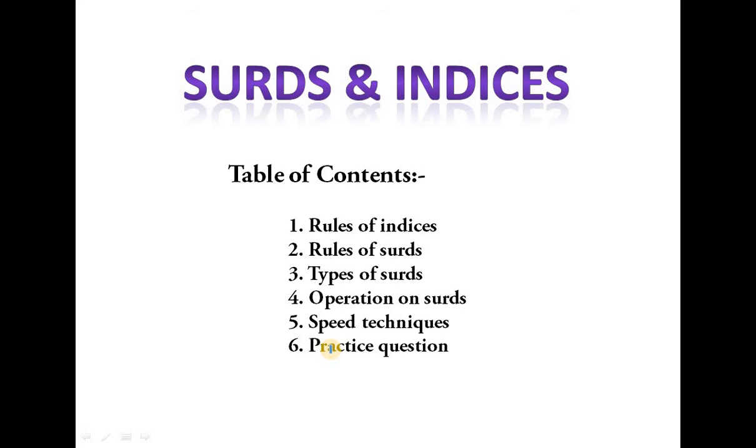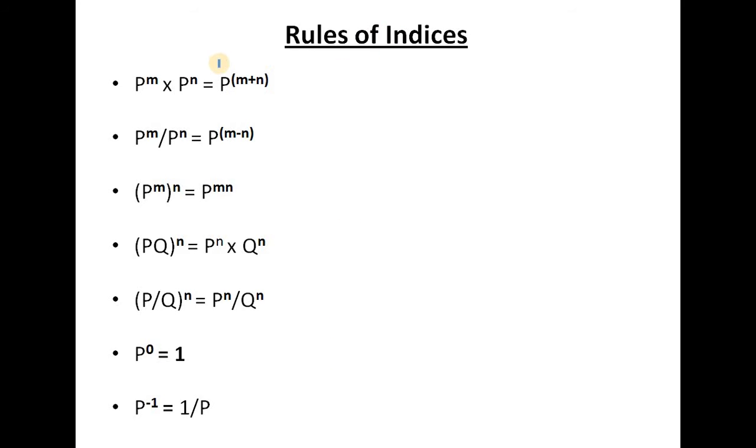So let's get started. Rules of indices. p to the power m into p to the power n, this is nothing but the product of indices, where p can be any number and m and n are the powers. When you multiply two indices, that is the summation of powers, and when you divide two indices, that is the subtraction of the powers, the power in the numerator minus the power in the denominator.